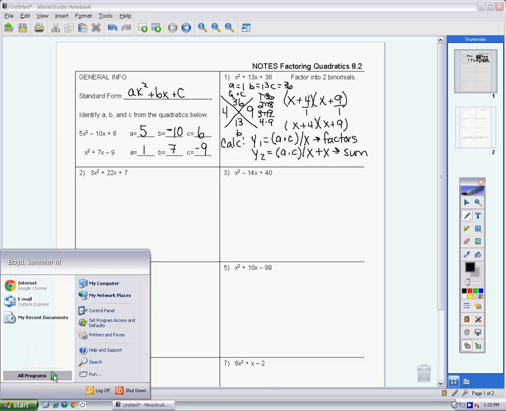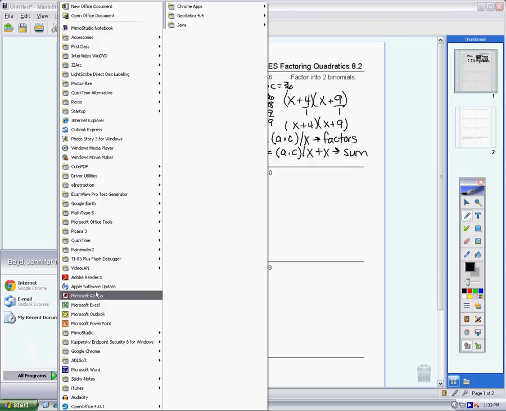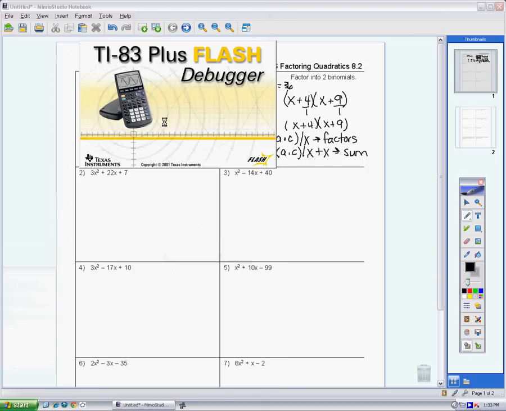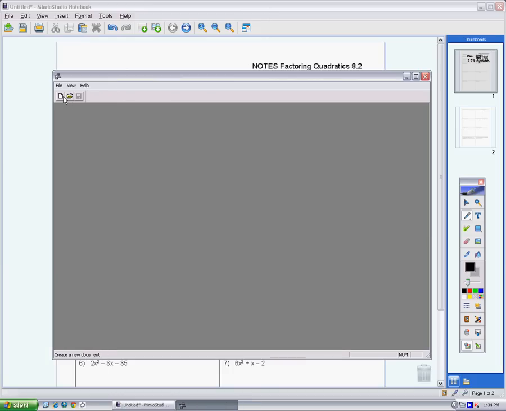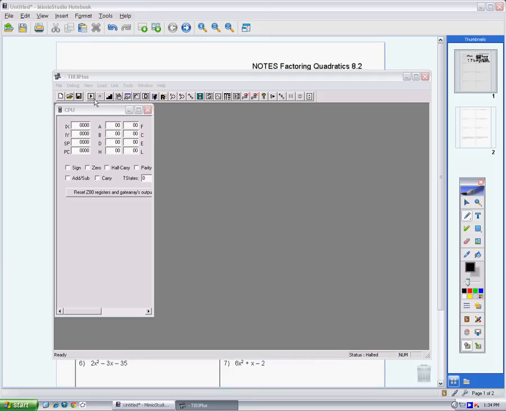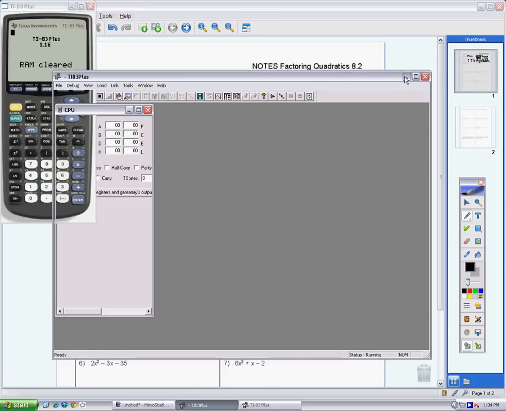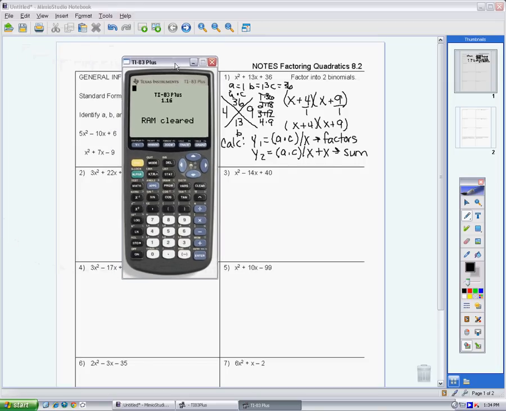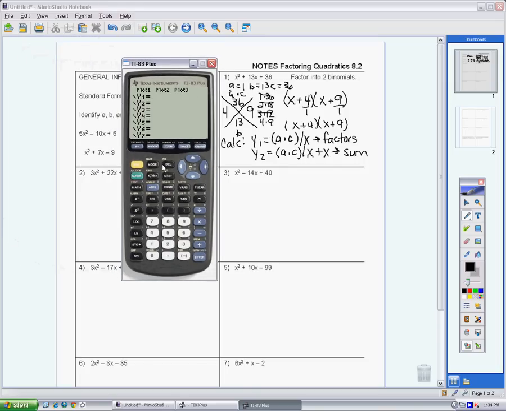So let me pull up the calculator and show you what that looks like. So if I take this, I'm going to go to Y equals, and I'm going to do A times C, so that's going to give me 36. So I should have a number there, and I'm going to divide it by X, and then I'm going to take 36 divided by X plus X, and that'll give me the sum of the two numbers.